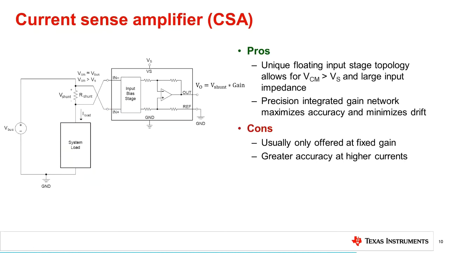Current sense amplifiers, also called current shunt amplifiers or current shunt monitors, are specialized amplifiers with a unique input stage that enables the common mode voltage to be much higher than the supply voltage. In addition, they integrate a high-precision, low-drift gain network that maximizes measurement accuracy. The input structure is such that it limits the use cases to where the I shunt is greater than tens of microamps.